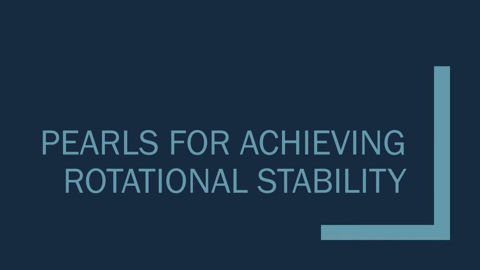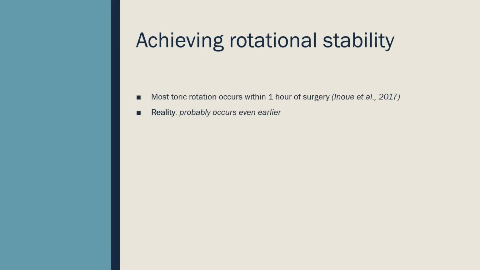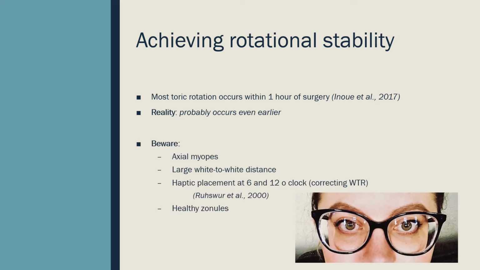So once we've got the lens in the correct position, we need to make sure that it stays there. Inoue et al. found that most toric rotation occurs within the first hour of surgery, but in reality it probably occurs even earlier than this. So these are some particular risk factors to look out for.